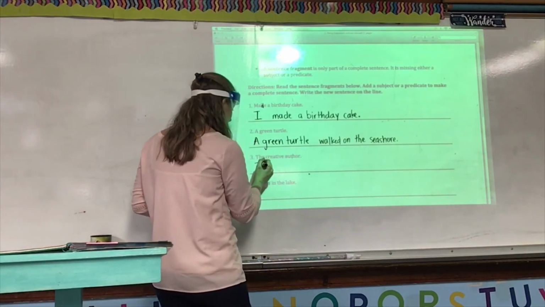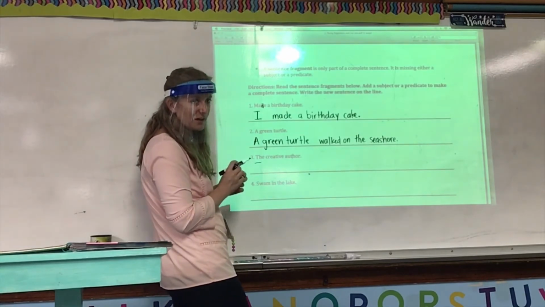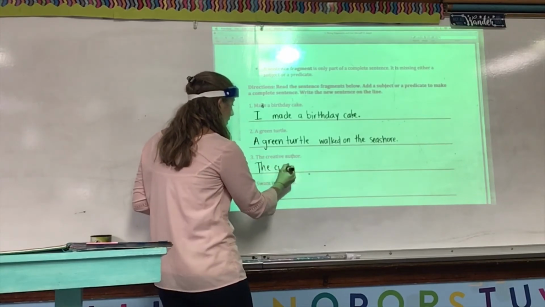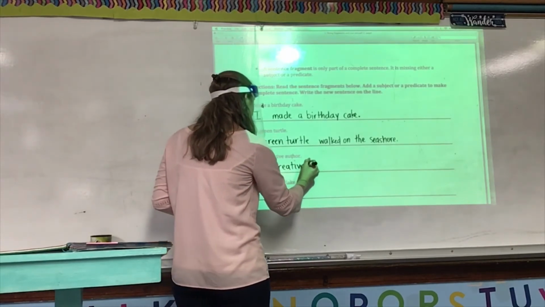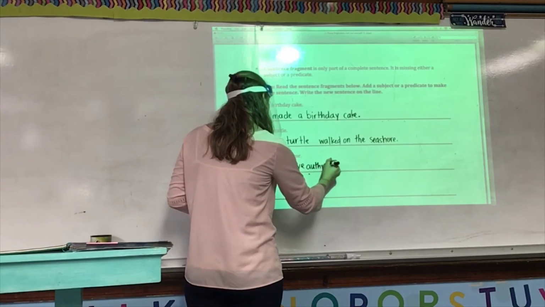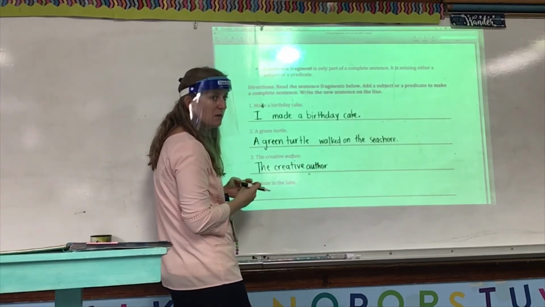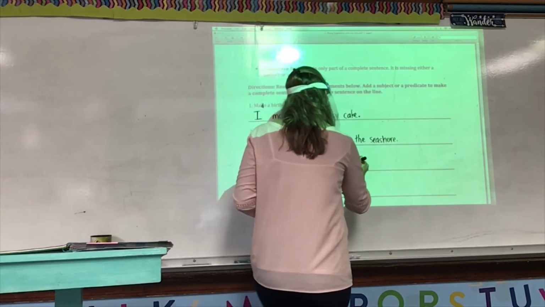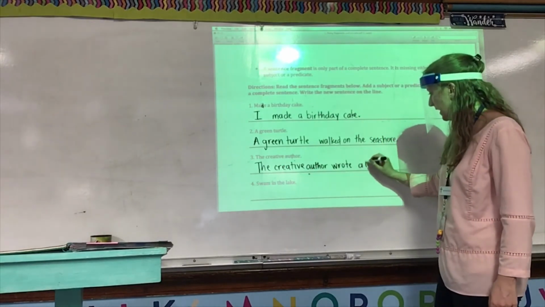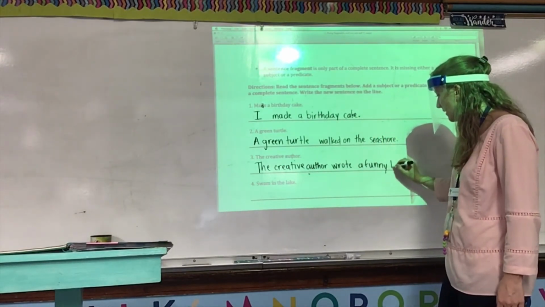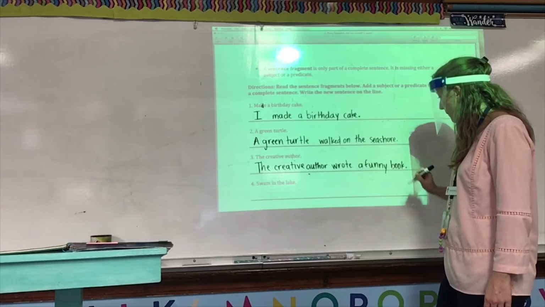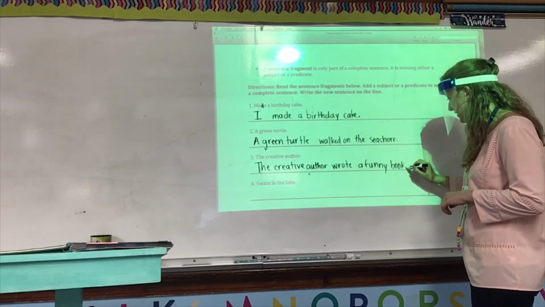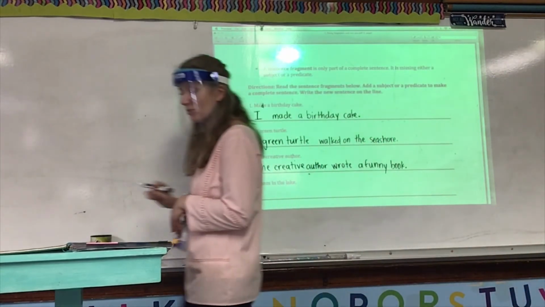The creative author, do we keep that T capitalized or do we make it lowercase? Keep it capitalized, because it's still starting the sentence. The creative author, do we keep that period or do we get rid of it? Get rid of it. The creative author wrote a funny book. And then what do we put at the end? Period. Good.